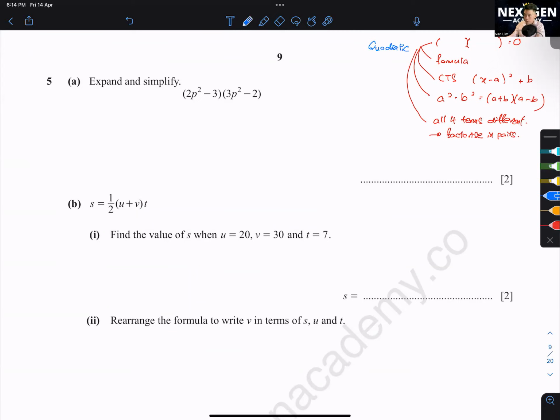Specifically, it's quadratic. First one, cross multiply, just expand it. So we'll get here 6p^4 minus 4p^2 minus 9p^2 plus 6. 6p power 4 minus 13p^2 plus 6.